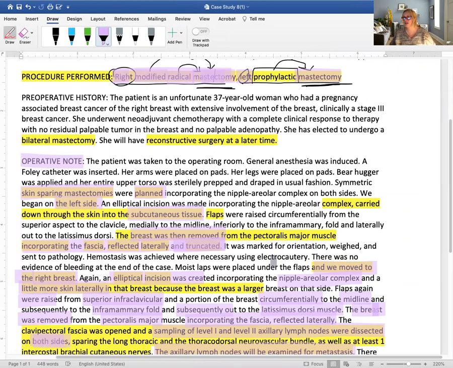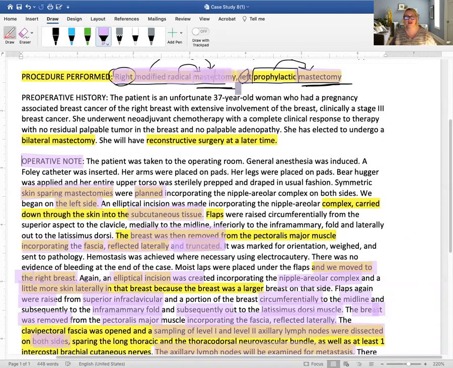It's marked for orientation, weighed, and sent to pathology. So at this point, same as earlier, this is where they start to do the closure. They're saying we're done with this procedure. The tissue was separated or truncated, and we're going to send it off to the lab. Hemostasis was achieved, meaning the patient is doing well, they're not bleeding out, and we're ready to move on to the next procedure. So we've now looked at everything for the left side.